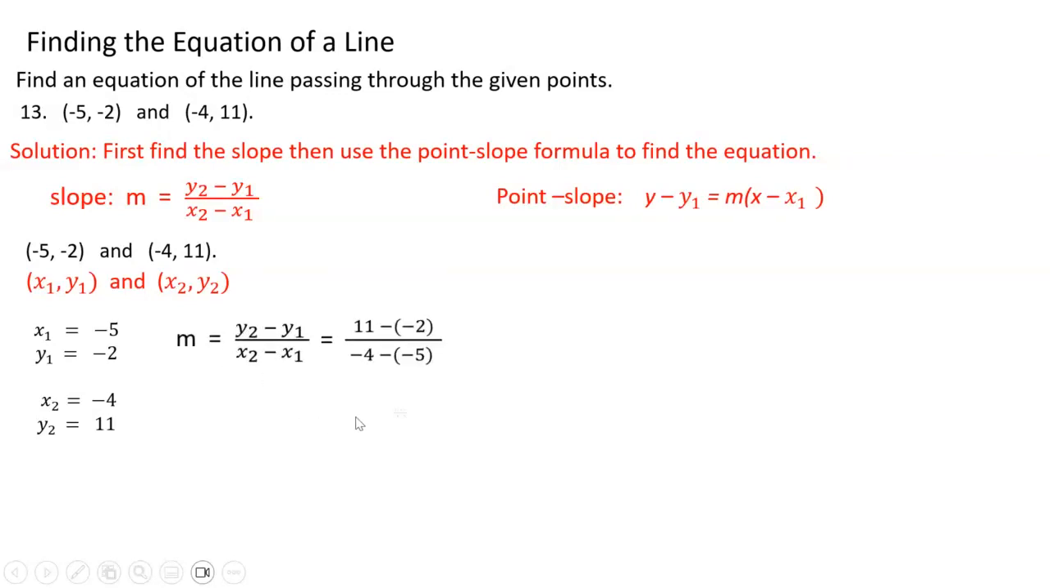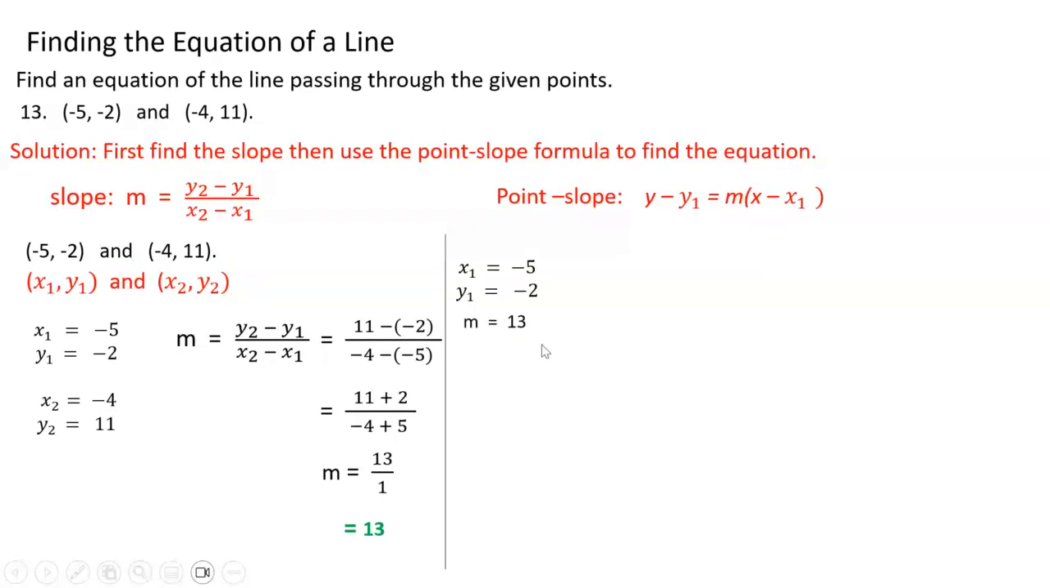Let's plug them into the formula. So we're going to get, I believe this was the one that we did, number one on finding the slope. We got 13 over 1, which is 13. So my slope is 13. Now we need to use x1 and y1, the first point. From here, x1 is -5 and y1 is -2. And we have our slope, which is 13.